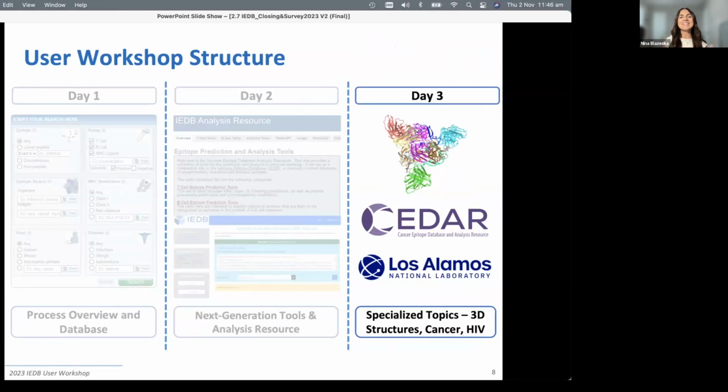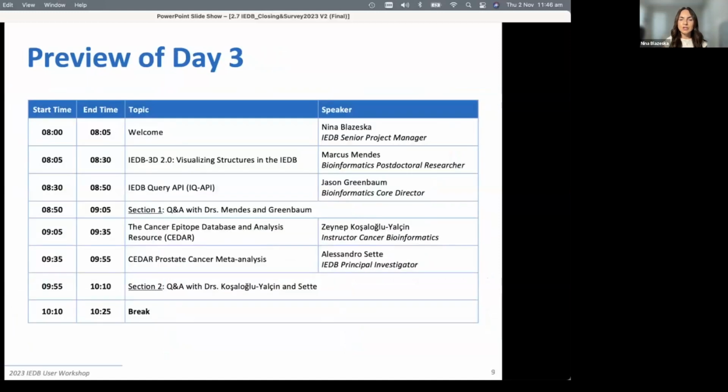Okay, and with that, day 2 is now behind us, and all we have left is day 3 tomorrow, which is the specialized topics. This includes 3D structures, cancer. We've already mentioned the CEDA database a number of times, and tomorrow you'll get to hear about it in a lot more detail. And then also HIV. We have our colleagues at the Los Alamos National Laboratory that will be presenting their resources and the work that they're doing.